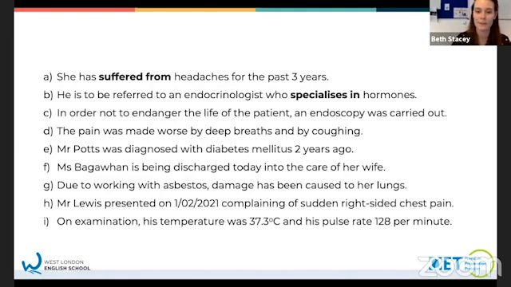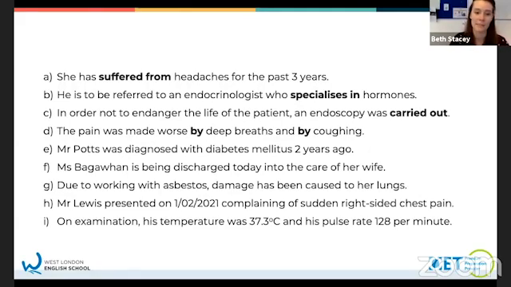For B, we've got specializes in. So always those two need to come together. The next one is carried out, which is quite a nice phrasal verb to use in the exam and in the letter, especially if you're talking about a test, like an MRI was carried out, or in here, an endoscopy was carried out.